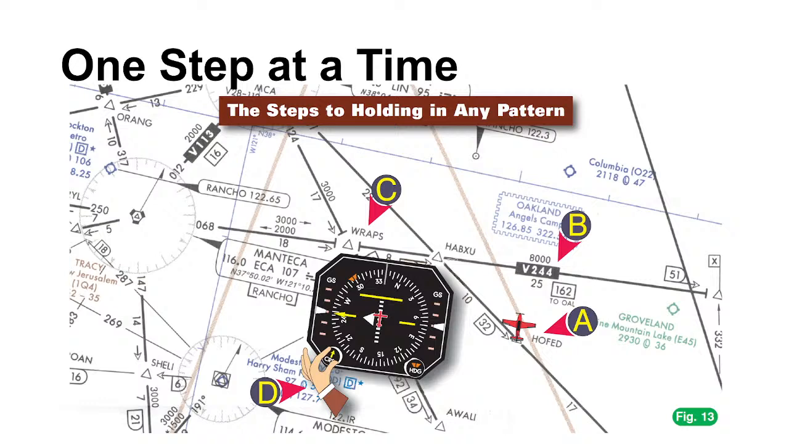So, radar contact 1 mile north of Hofed intersection. Cleared to Raps intersection via heading 340 degrees. Intercept Victor 244 direct Raps. Hold east on Victor 244, left turns. Maintain 8,000 feet. Expect further clearance at 0230.